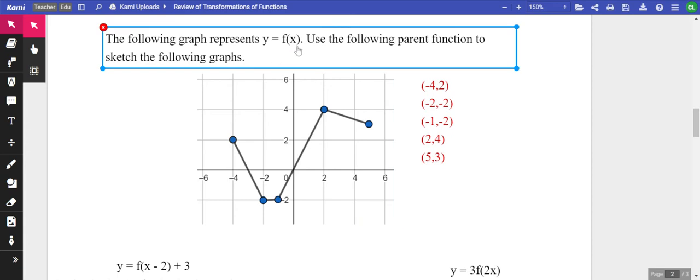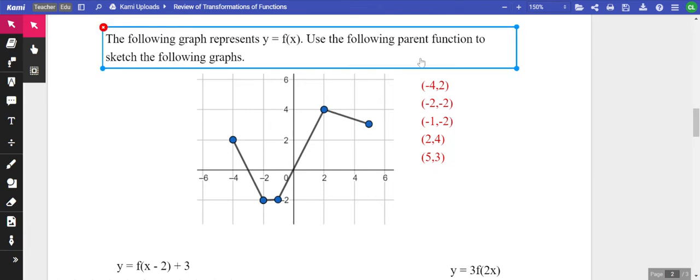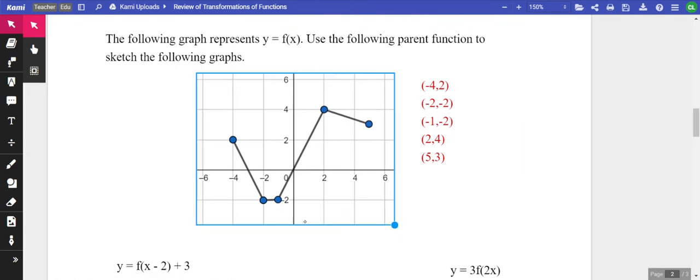So in this question, I just have a random parent function. So I have y equals f of x. It's not any specific function, it's just this weird looking kind of duck thing. So we're going to use that parent function to sketch the new transformation graphs. So you can see here I've made a list of my points. This is to help me see how these points change because of the transformations.